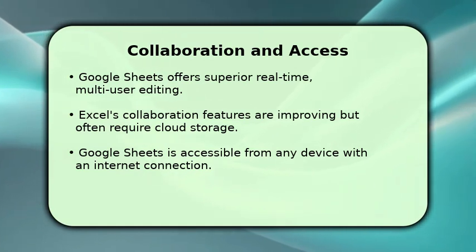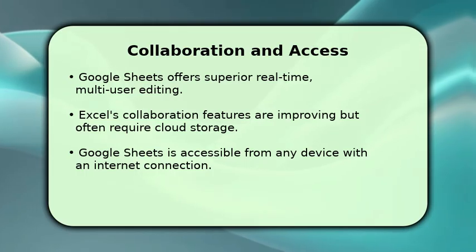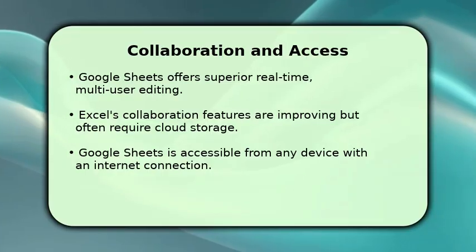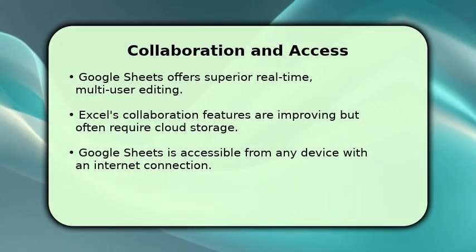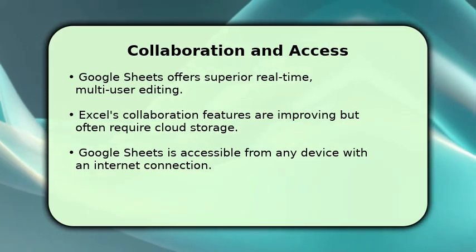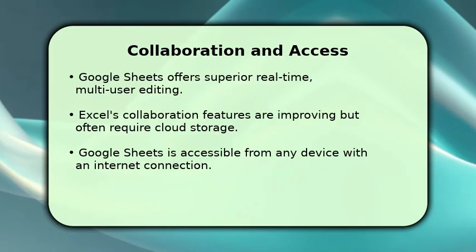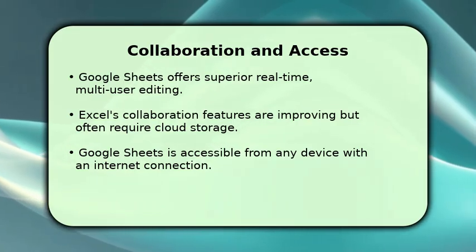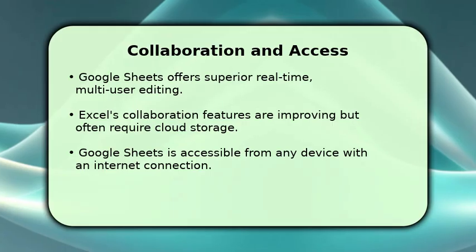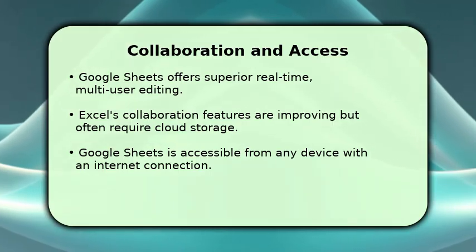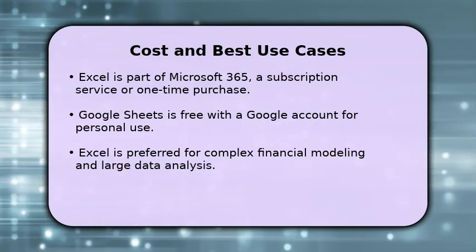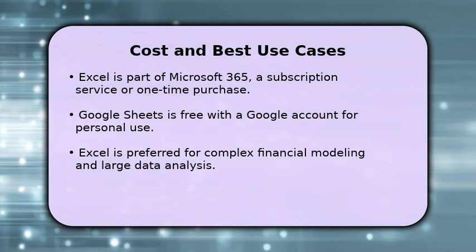Collaboration is where Google Sheets truly shines. Multiple users can edit the same spreadsheet simultaneously, seeing changes in real time, which is incredibly efficient for team projects. Excel's collaboration has evolved, especially with its online version, but the desktop application still offers the most comprehensive features. Google Sheets' cloud-native design means you can access your files from anywhere, on any device, with just an internet connection, offering unparalleled flexibility.